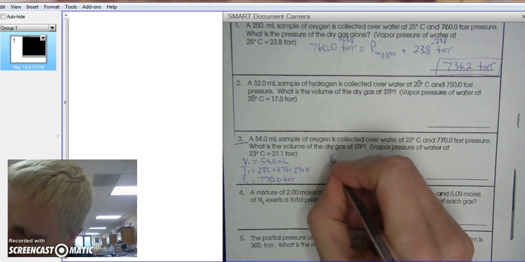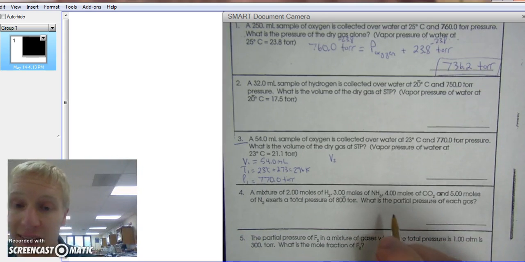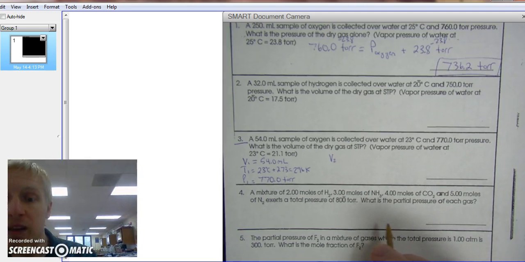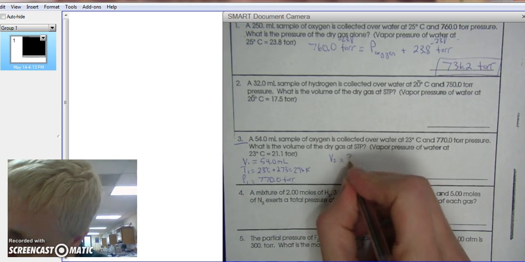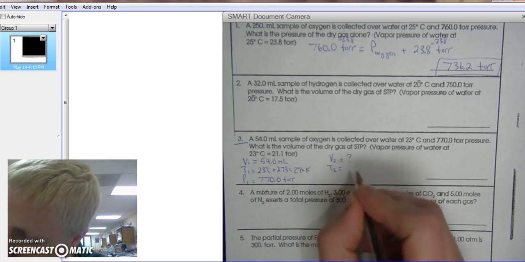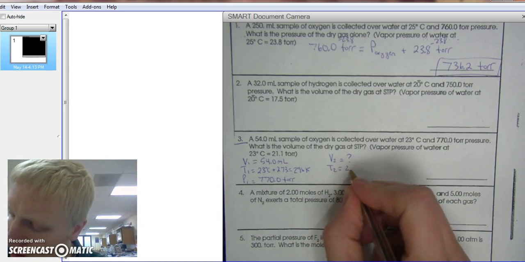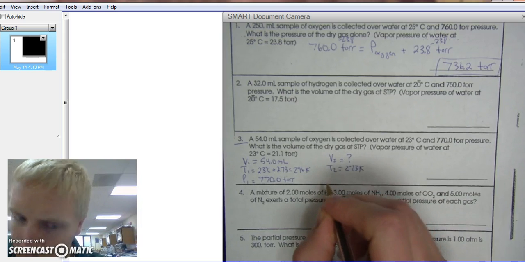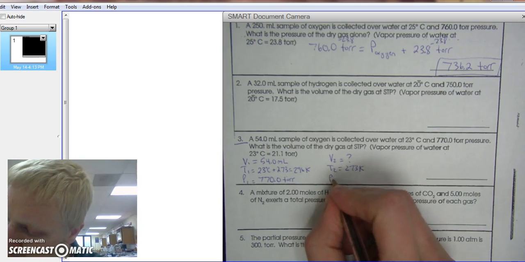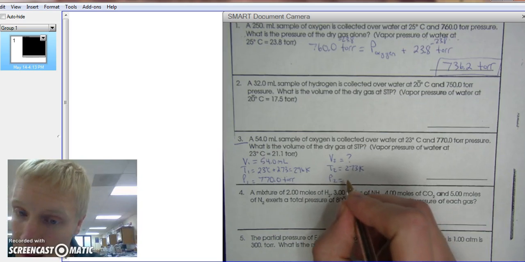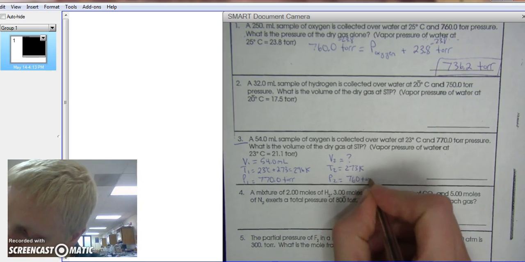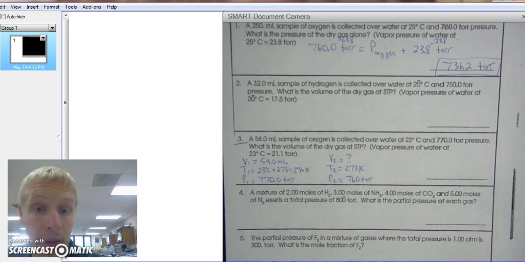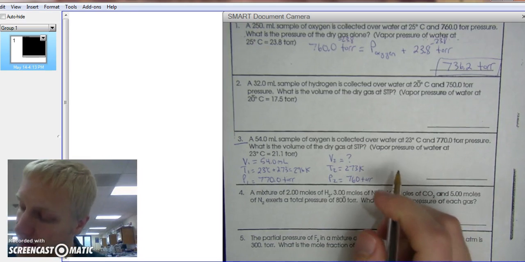Then I have my volume 2, because remember my combined gas law is P1V1 over T1 equals P2V2 over T2. Volume 2 is what I'm looking for. Temperature 2 at standard temperature and pressure is always 273 Kelvin. And my pressure 2 at STP is 760 torr. Those numbers are just memorized, standard temperature and pressure.